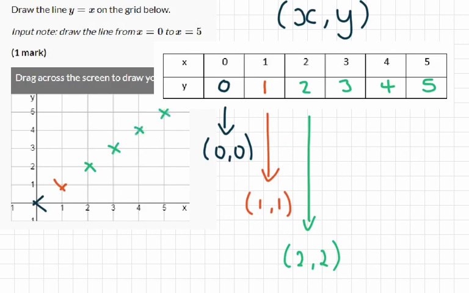And what we must remember to do then is to join those up with a straight line through the middle of each of those points. You'd use a ruler for that. So that's our line, y equals x, from x equals 0 to x equals 5.